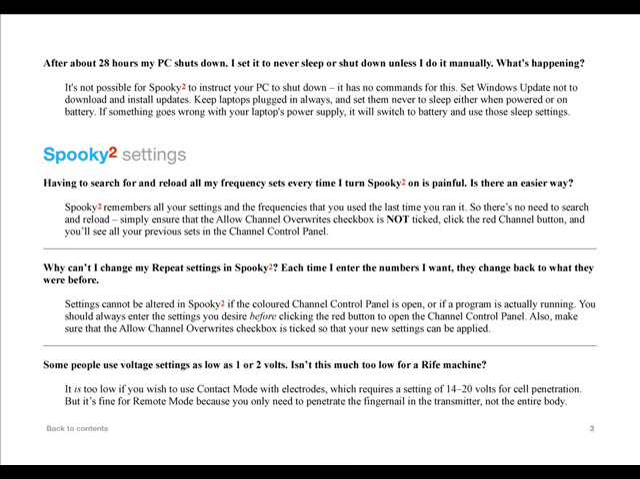Some people use voltage settings as low as 1 or 2 volts. Isn't this much too low for a rife machine? It is too low if you wish to use contact mode with electrodes, which requires a setting of 14-20 volts for cell penetration. But it's fine for remote mode because you only need to penetrate the fingernail in the transmitter, not the entire body. Back to contents 3.